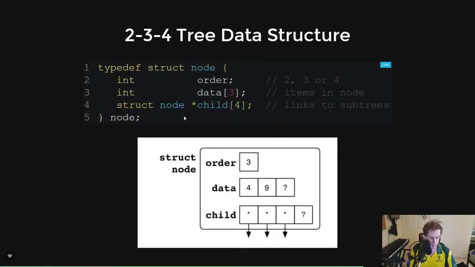Vincent says, the question mark's null. Yes, so these are nulls. In this case, the order's 3, which means there's 3 children and 2 data members. So this order goes up to max 4 because it's a 2, 3, 4 tree. So the biggest node you can have is a 4 node.